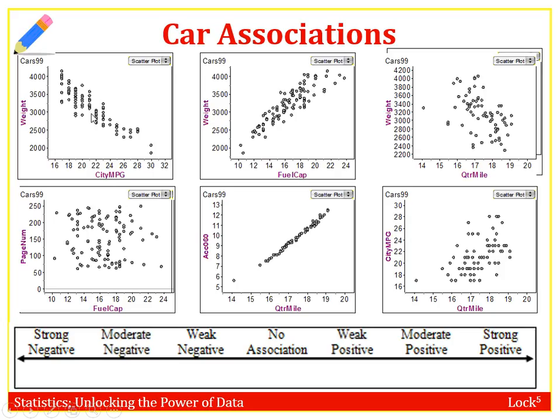So here we have those things that you were asked to figure out the correlation for before. Now this one here, when we looked at our miles per gallon versus the weight, as miles per gallon in the city increases, our weight decreases, which you might expect. We would say this is negatively associated, and I would say it's a moderate negative association.